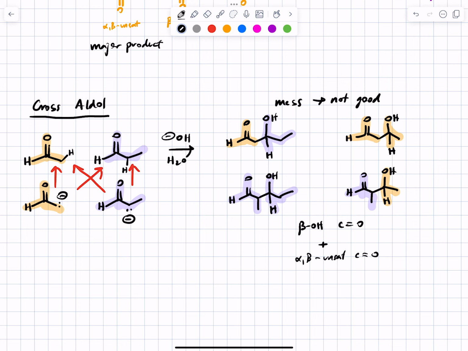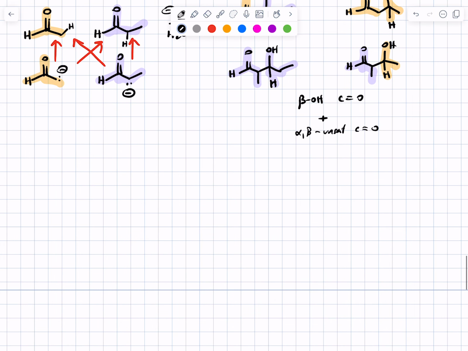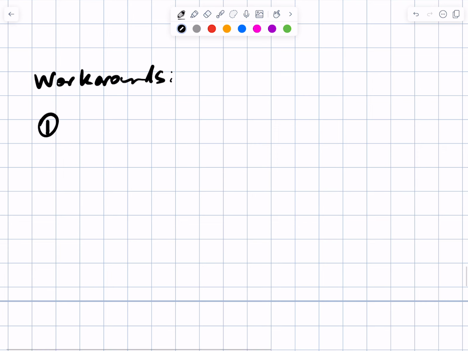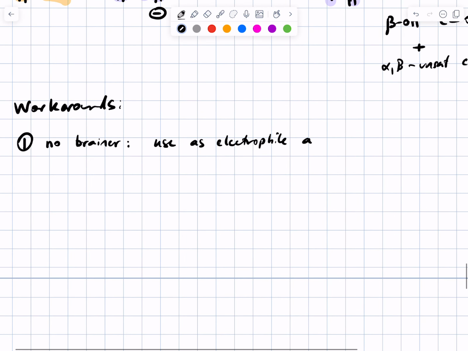So we need a workaround to do the cross aldol reaction. And there are a couple of strategies for this that are discussed in your text, and we'll talk about each of them. The first is sort of the no-brainer method, which is use as an electrophile a carbonyl compound that lacks alpha protons. Duh.